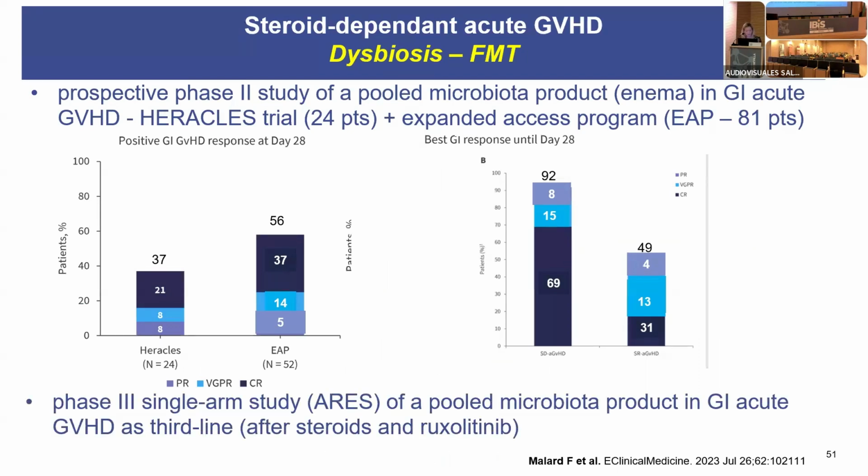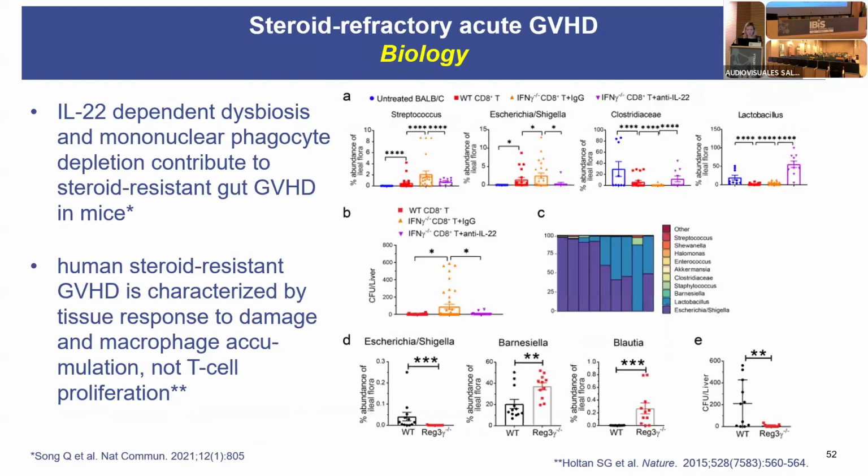We also have a phase 3 that I think has just completed inclusion of patients, and we might see these results. And these are ruxolitinib refractory and steroid refractory patients, in the future, to see if this hypothesis will work. There are two more things. Well, dysbiosis seems to be dependent on interleukin 22, and this contributes to steroid-resistant gut GvHD in mice. And also, human steroid-resistant GvHD is characterized by tissue response to damage and macrophage accumulation and not T-cell proliferation.